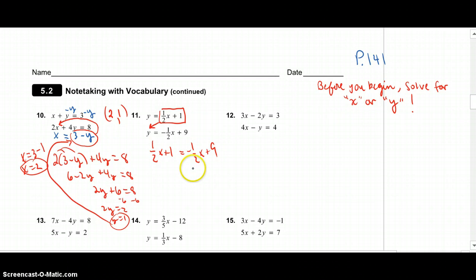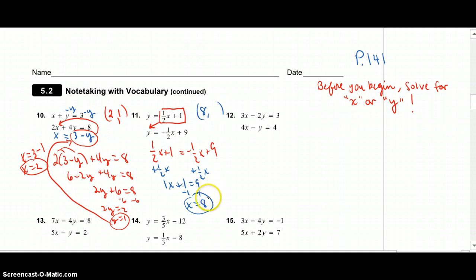Let's get x's together, so add 1/2 x. 1/2 plus 1/2 is 1. So x plus 1 equals 9. Subtract the 1 and you get x equals 8. Halfway finished.